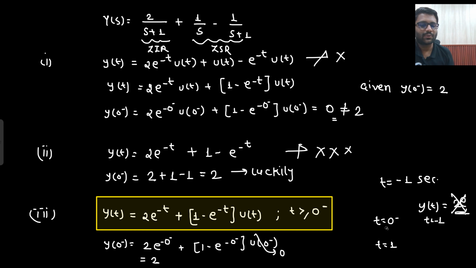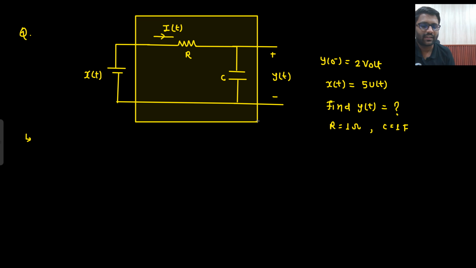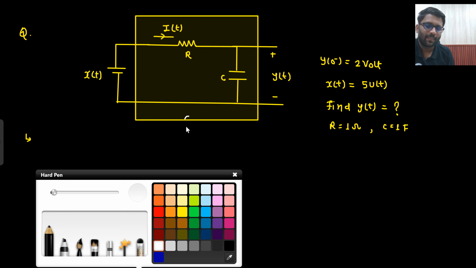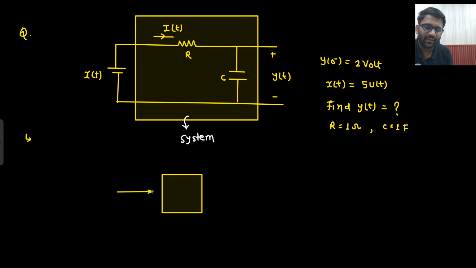Let's understand it more with respect to circuit analysis. We are going to understand the same scenario with respect to circuit analysis. So this time, this is your circuit. This is your system, where the applied input is x(t) and the received output is y(t). I don't know what the transfer function is here, well and good. Okay, the initial condition is given: y of 0 minus is 2 volt.